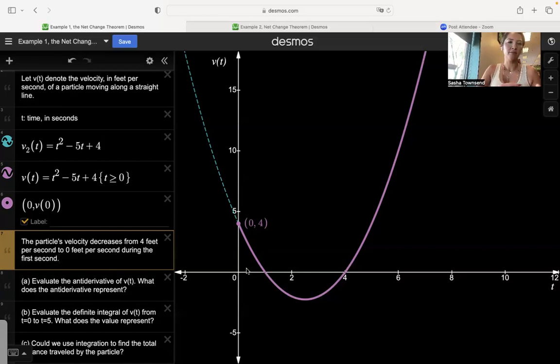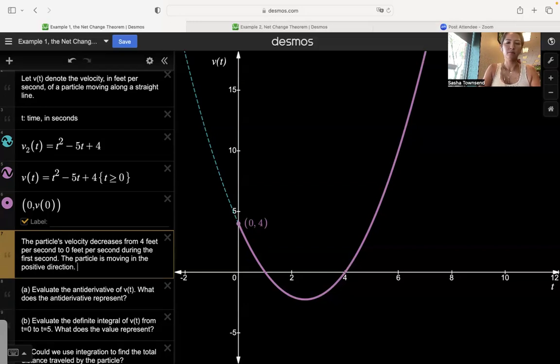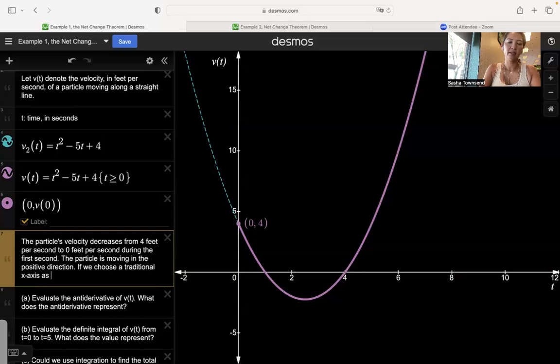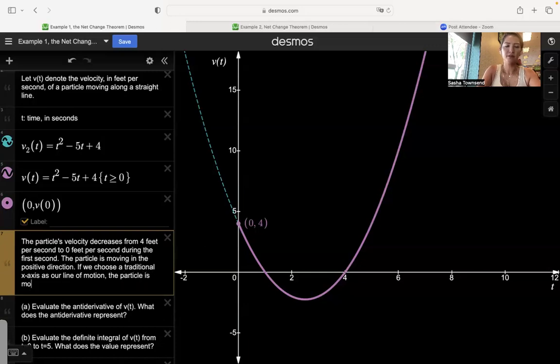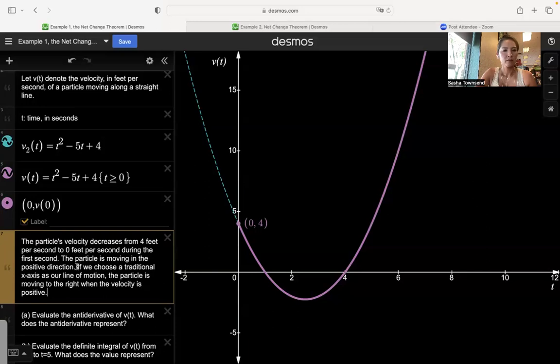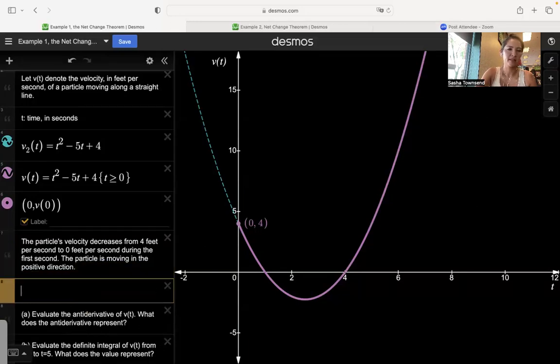So let's write that. Let's say the particle is moving in the positive direction. If we choose a traditional, let's say, x-axis as our line of motion, the particle is moving to the right when the velocity is positive. Okay, so we know that. Maybe I'll put that in a different cell.